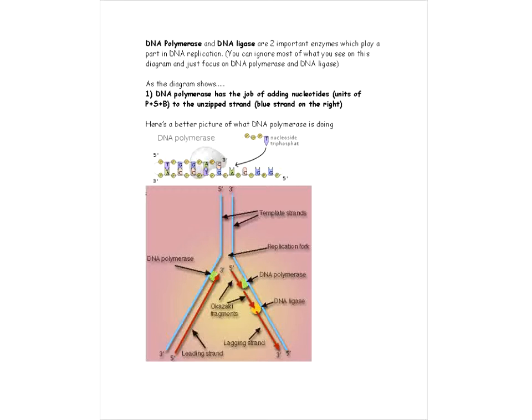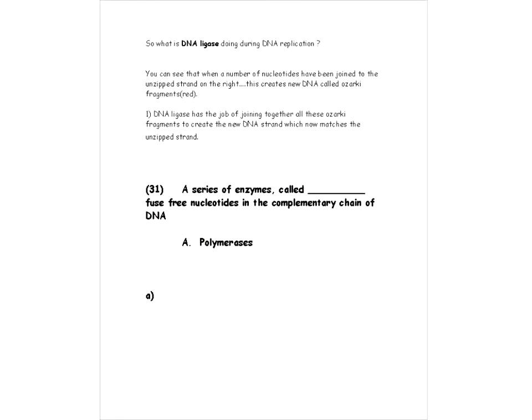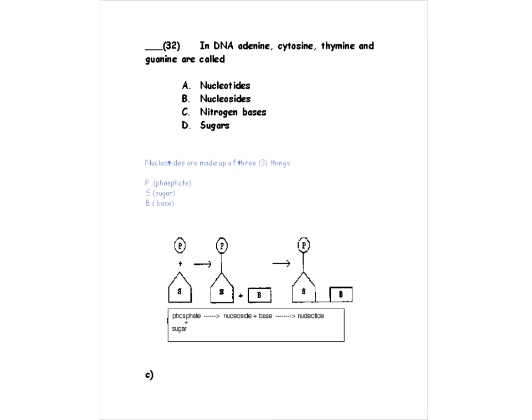Just looking at it a little more closely, here's DNA polymerase. You can see you've got your existing DNA. It's going to join these new bases to form a new section of DNA. That's what DNA polymerase does, and DNA ligase is going to join all these fragments together. So for this one, it says it's going to join them in the complementary chain. That would be DNA polymerase. Okay?